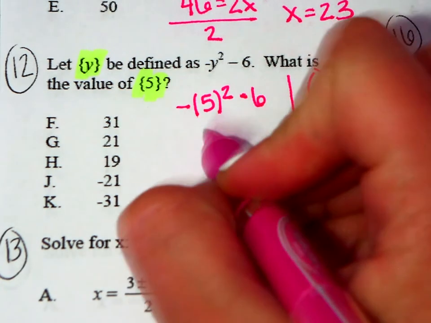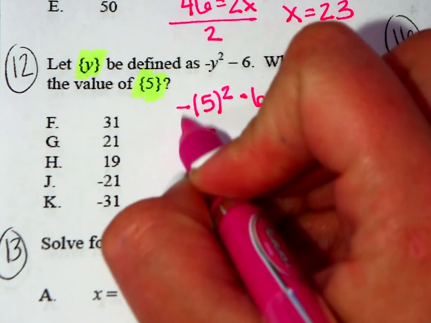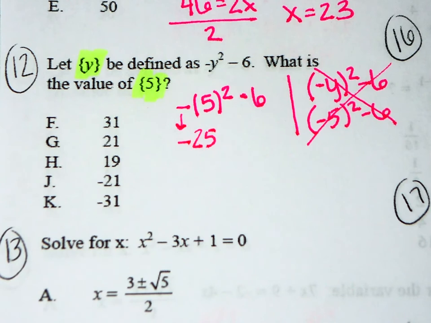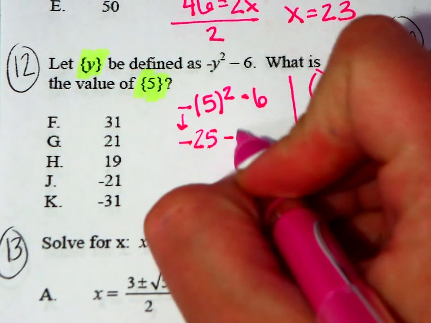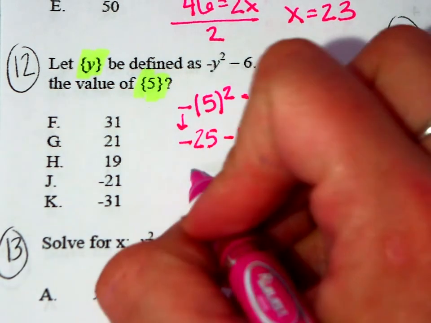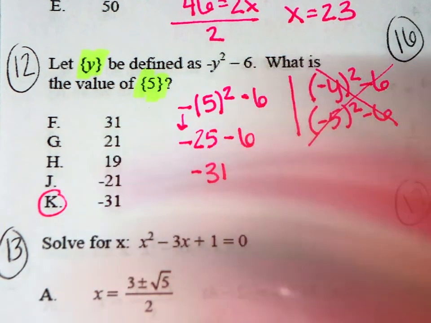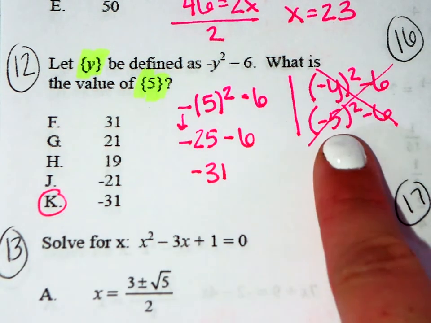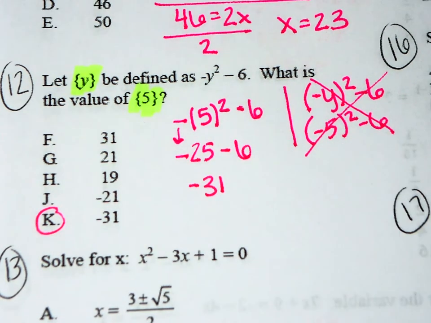So 5 squared is 25, and I still have this negative. It's along for the ride, so it's just going to follow through. I'm going to bring down that negative 6. So negative 25 minus 6 is negative 31. So be really careful. The problem does not say square the negative 5. It's just squaring y. So again, you need to be careful when you're doing this problem.